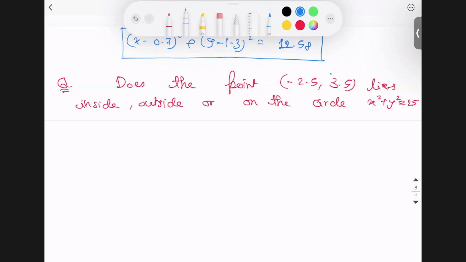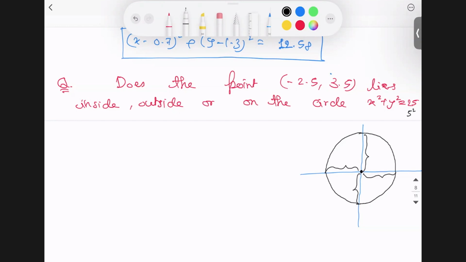So if I draw the circle, we obtain this. The center is the origin, and the radius is 5. So we will get some circle of the form like this. Here, obviously, this length will be 5, this length will be 5, this length will be 5, and this length will be 5, because this is 5 square. So the radius will be 5.